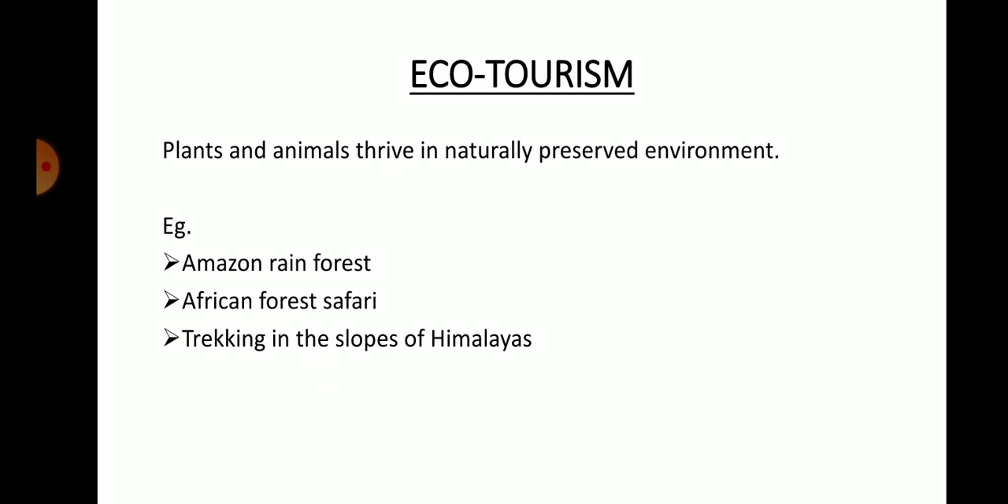Then ecotourism. What is eco? Eco means it is friendly to the environment. The tourism which relates to travel to deep forests where plants and animals are available, we call ecotourism. Some examples are the Amazon rainforest, African forest safari, and trekking in the slopes of the Himalayan mountain ranges.